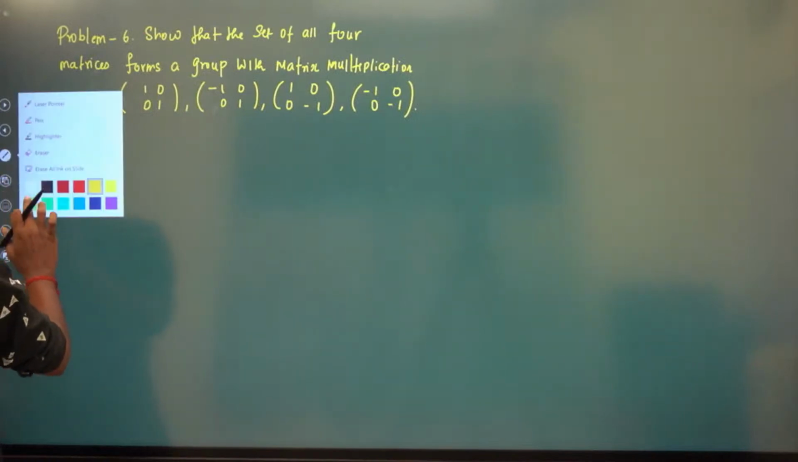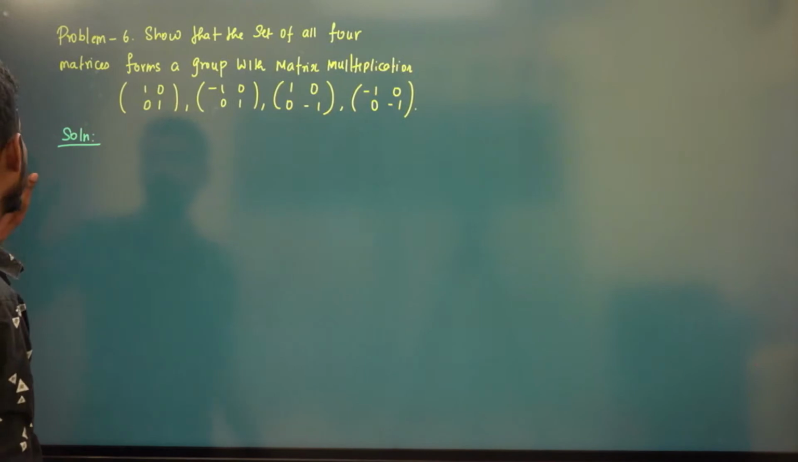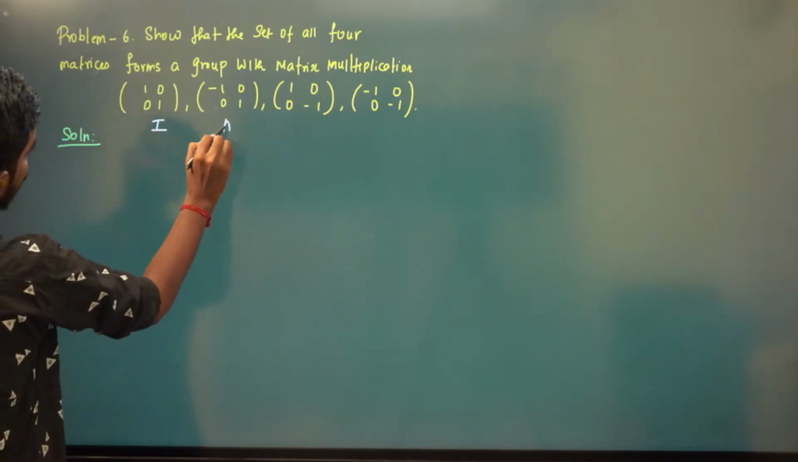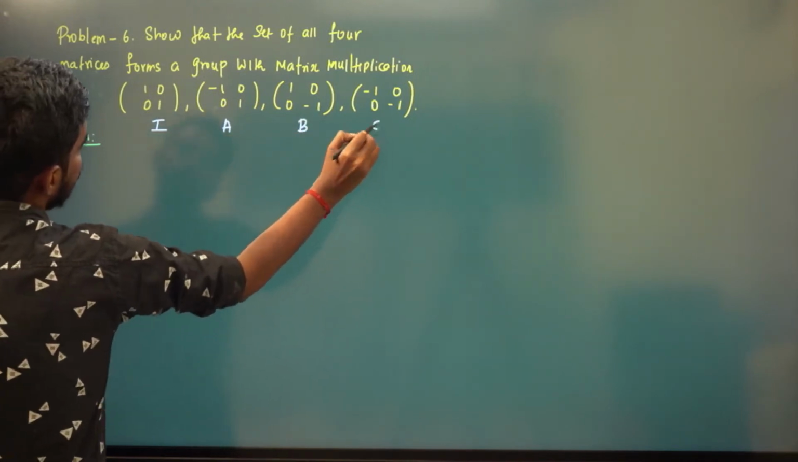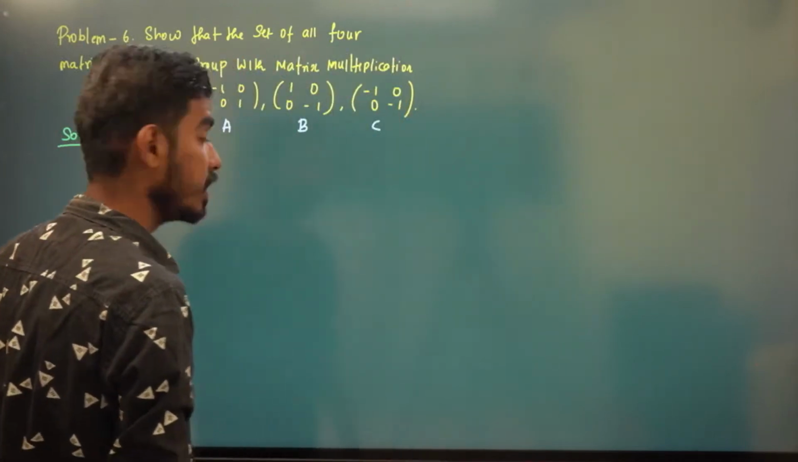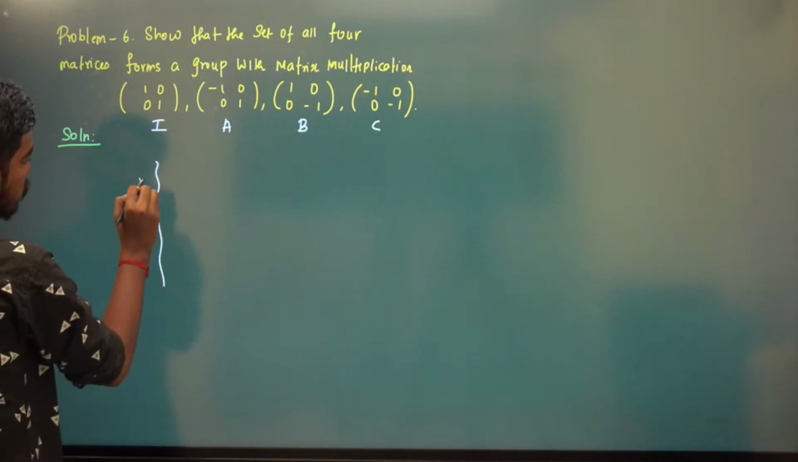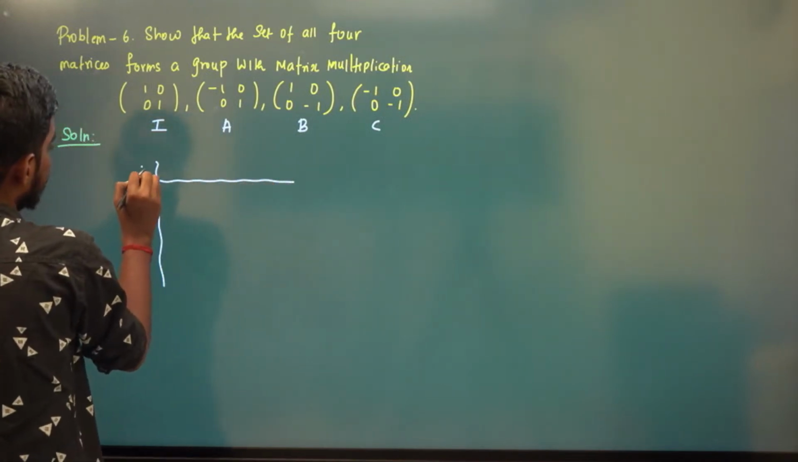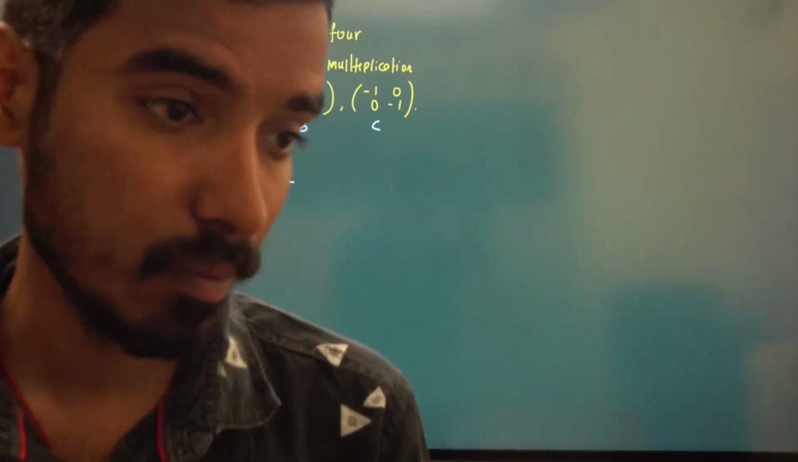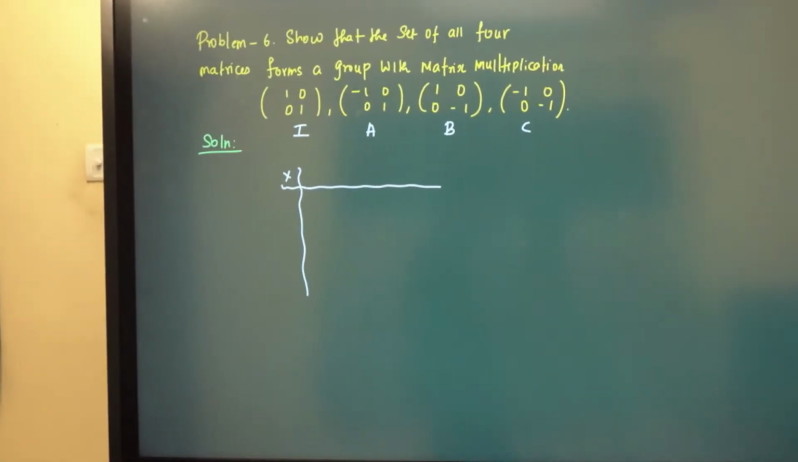Again, very simple. It's a finite group with 4 elements, so you just form a Cayley table. Let us call these elements I, A, B, and C. First make a Cayley table and then work it out. Very simple. The operation is normal matrix multiplication, right?